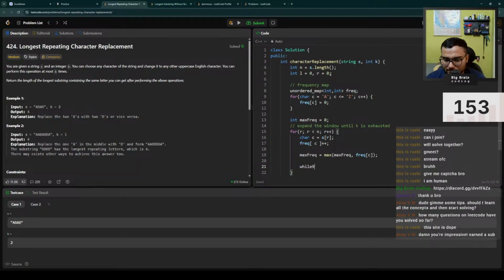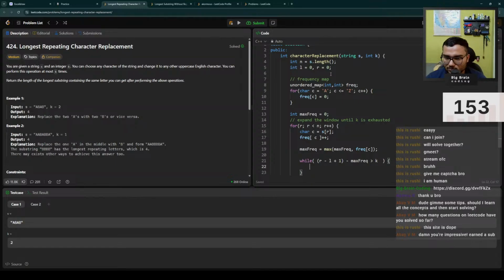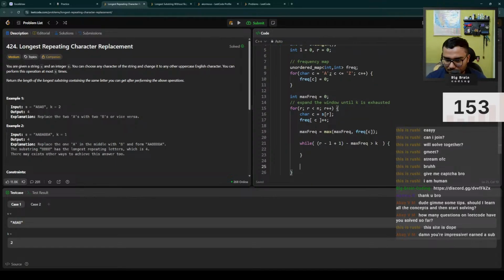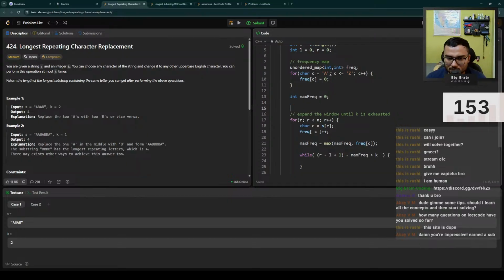Okay, while window size, which is r minus l plus 1, this is window size, minus max frequency, this will give us the number of non-matching characters. If this is greater than k, then we move characters from left. Okay, we'll skip it for now, but the result will be stored in a separate variable. Result, 0.